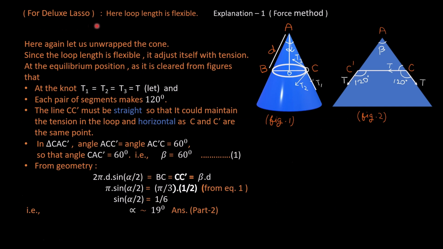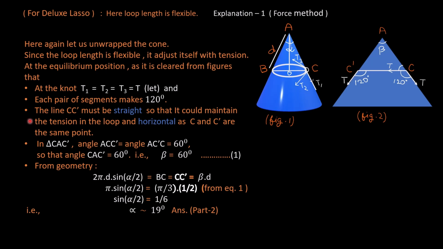Here is the case of deluxe lasso, where the loop length is flexible. This is the explanation 1, that is force method. Here again, we unwrap the cone. Since the loop length is flexible, it adjusts itself with tension, and at the equilibrium position, as it is clear from figures, at the knot point C, the tensions in all the three segments are equal. That is, T1 is equal to T2 is equal to T3. This is equal to T. And each pair of segments makes an angle of 120 degree.